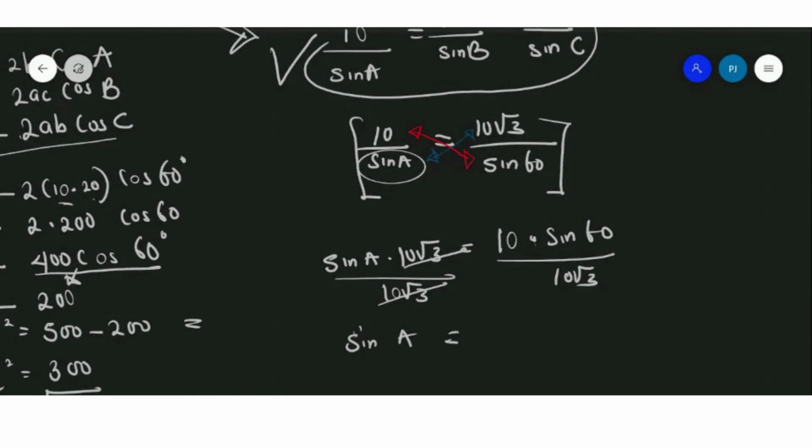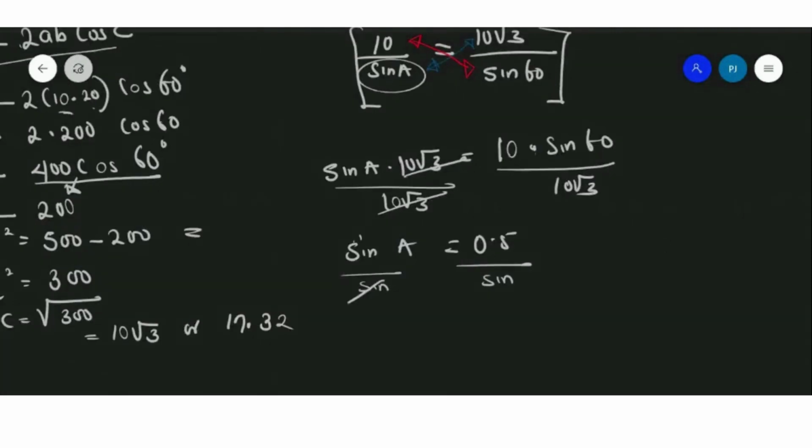So we have sine A is equals to, let's check this out. The answer will be 10 times sine 60 divided by 10 root 3. So the answer will be 0.5. So remember how we do it. Divide both sides by sine. If you divide both sides by sine, you end up having sine cancel sine. So we're left with A is equals to 1 over sine 0.5.